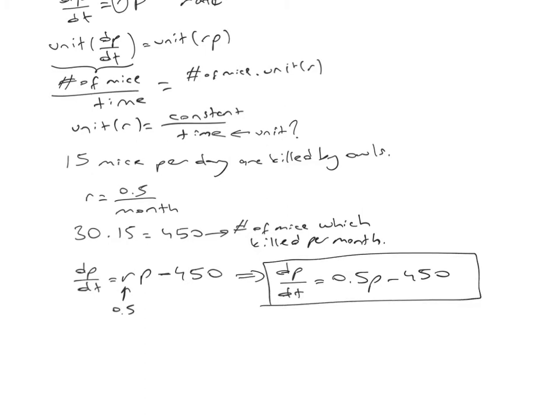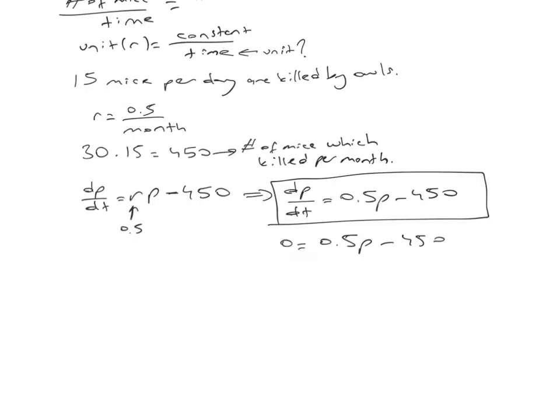And let's find the equilibrium point. 0 is equal to 0.5P minus 450. We chose 0 for dP/dt in order to find the equilibrium point, where no change occurs. So, P equilibrium is equal to 900.